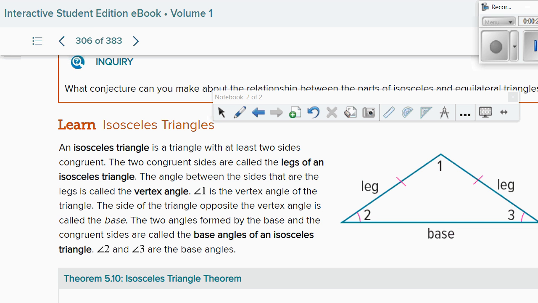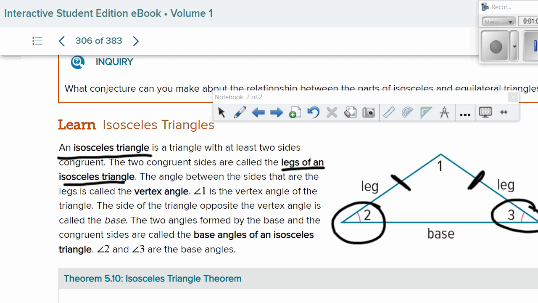A new term that's going to be very important for us down the road, but we've talked about isosceles triangles. So let's just go ahead and highlight this. It's a triangle with at least two sides that are congruent, and the congruent sides are called legs of an isosceles triangle. Okay, and then we've kind of learned that before, or talked about at least, but what happens too is if you've got these two legs that are equal, you've created now two angles here that are called base angles.